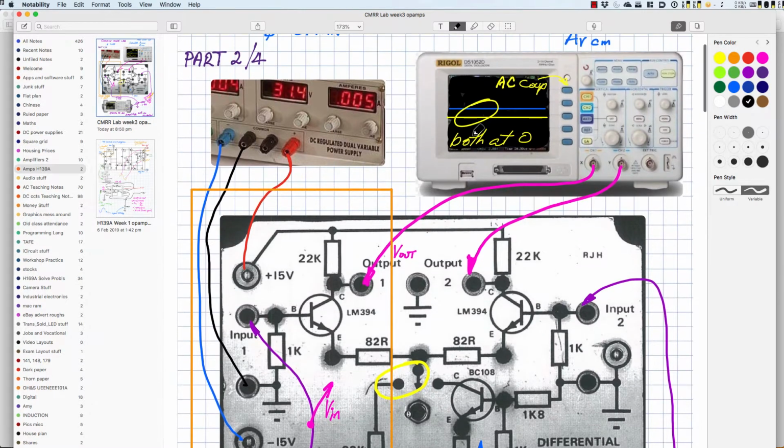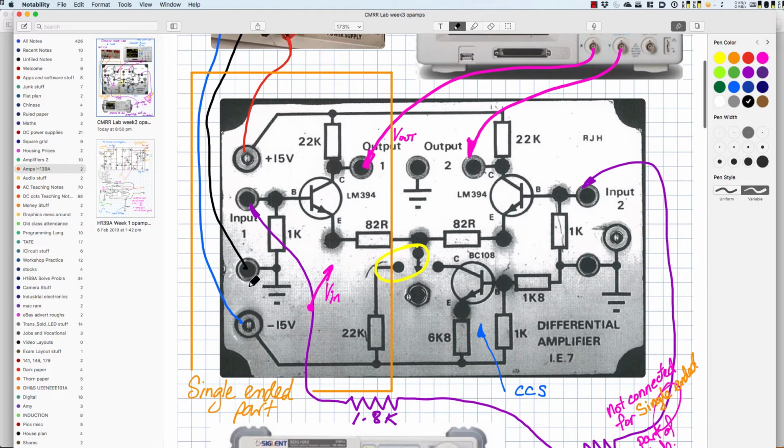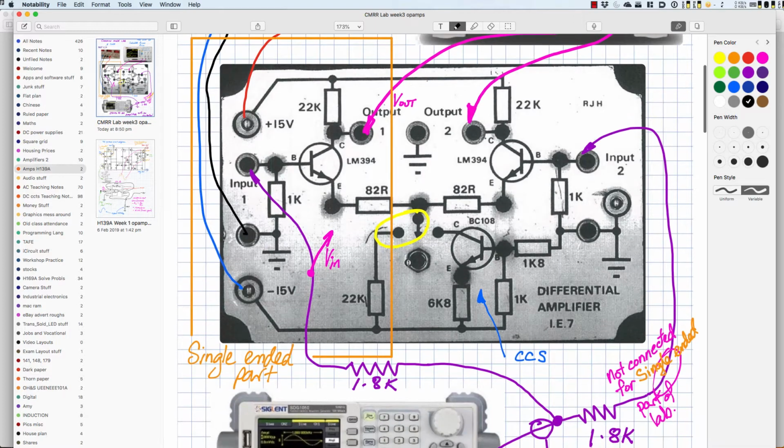We're using the Rigol oscilloscope. We're looking at the output from channel 1, or the LM394 Q1, and looking at the output of Q2. We have 2 inputs. For convenience and to make the CMRR part work better in this lab, I've used 2 series resistors to isolate base currents from each other and fed them to the same signal generator.